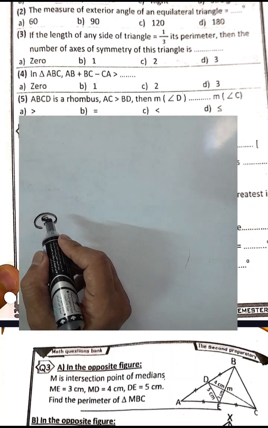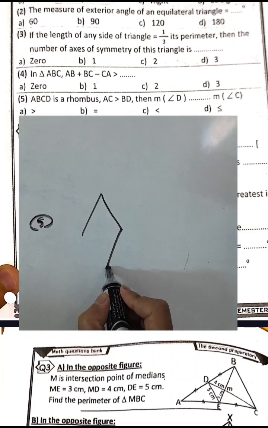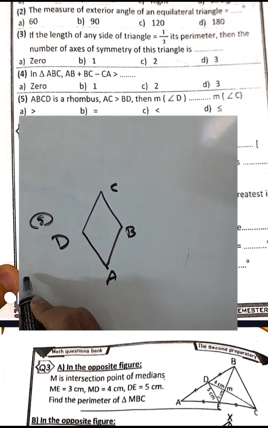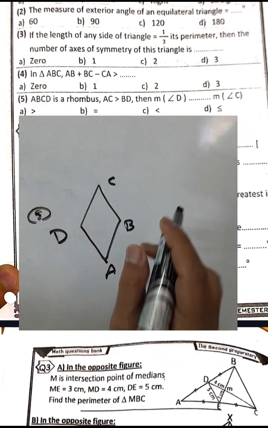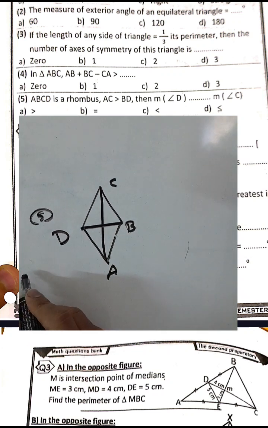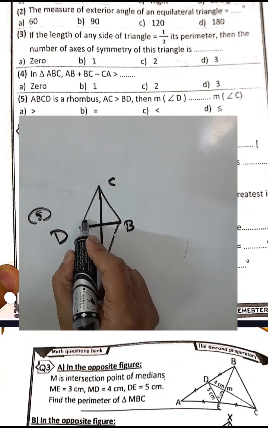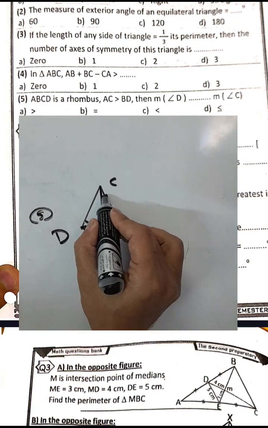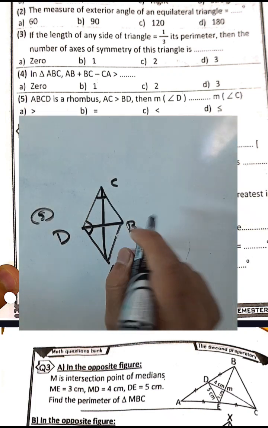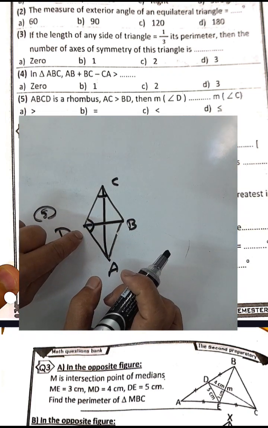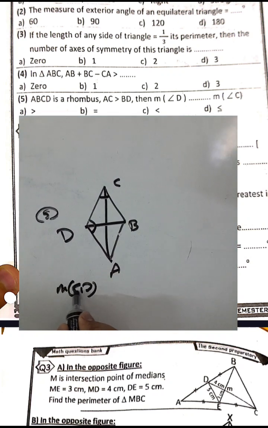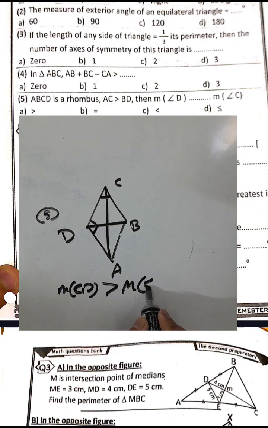ABCD is a rhombus, and AC is greater than BD. Then the measure of angle D and the measure of angle C: angle D is greater than angle C, because AC is greater than DB. Then this angle will be obtuse and this angle will be acute. Then the measure of angle D will be greater than the measure of angle C.